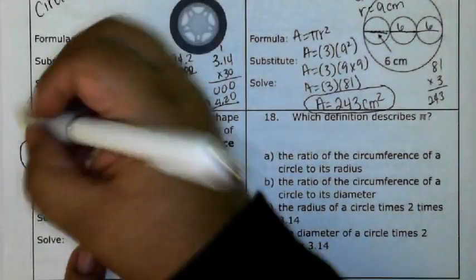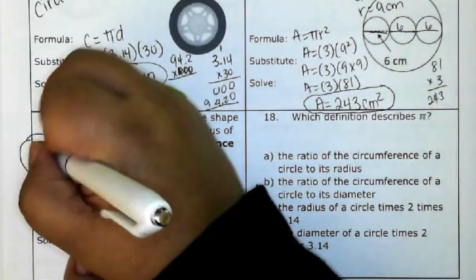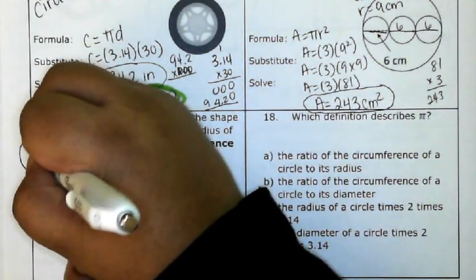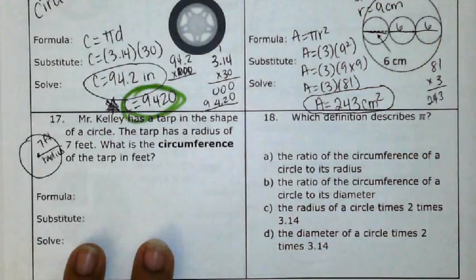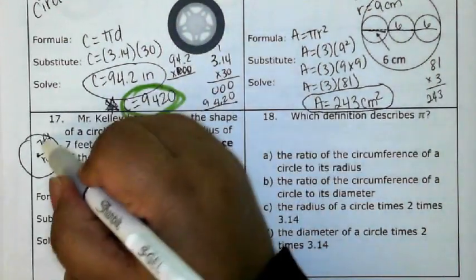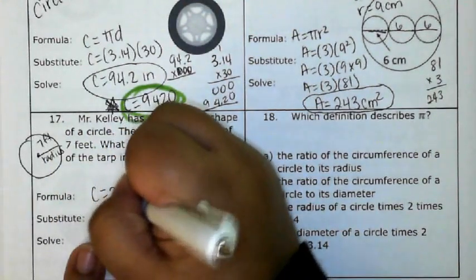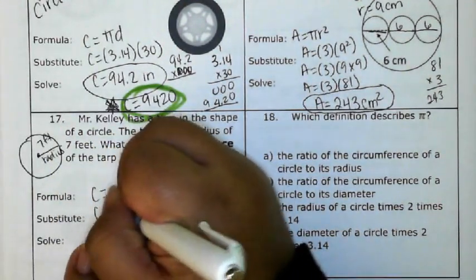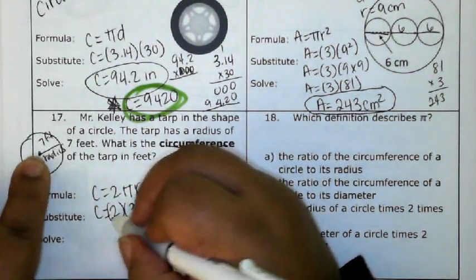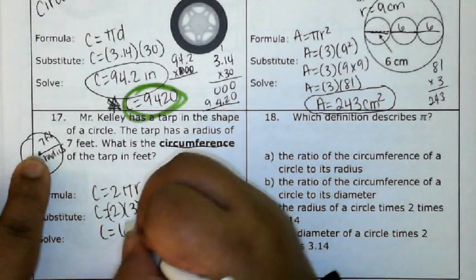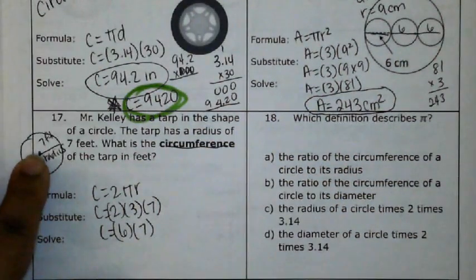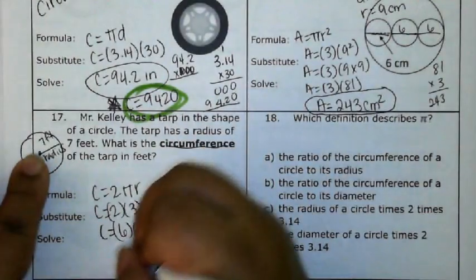So 7 feet. This is the radius. Okay. What is the circumference? If I'm trying to find the circumference and I have the radius, I'm going to use C equals 2 pi r. Okay? 2 times pi, which is 3, and then the radius, which is 7. 2 times 3 is 6, and 6 times 7 is 42. Okay? 42 feet. No squared because it is circumference.